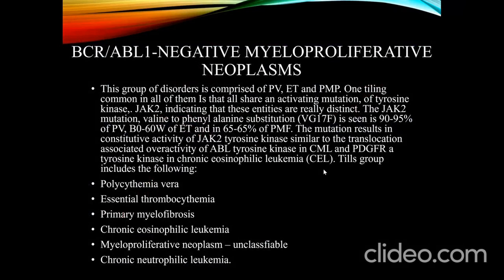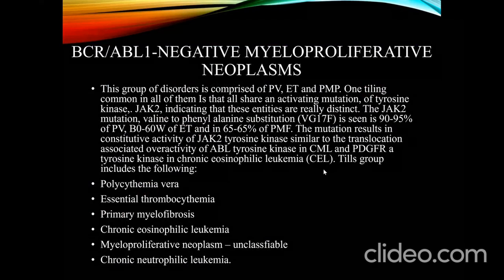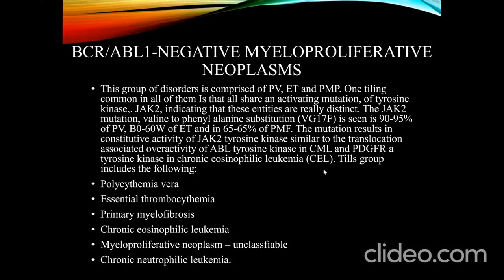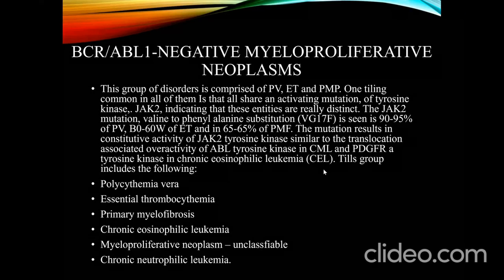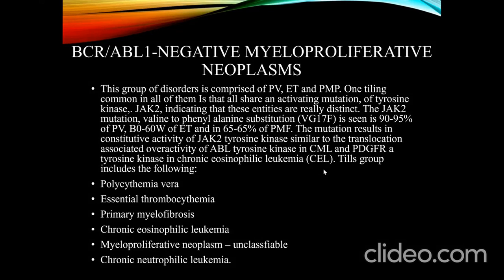So now that we have finished discussing CML, we will discuss the rest of the BCR-ABL1 negative myeloproliferative neoplasms. This group of disorders is comprised of polycythemia vera, essential thrombocythemia, and primary myelofibrosis. One thing common in all of them is that all share an activating mutation of tyrosine kinase, JAK2, indicating that these entities are really distinct.